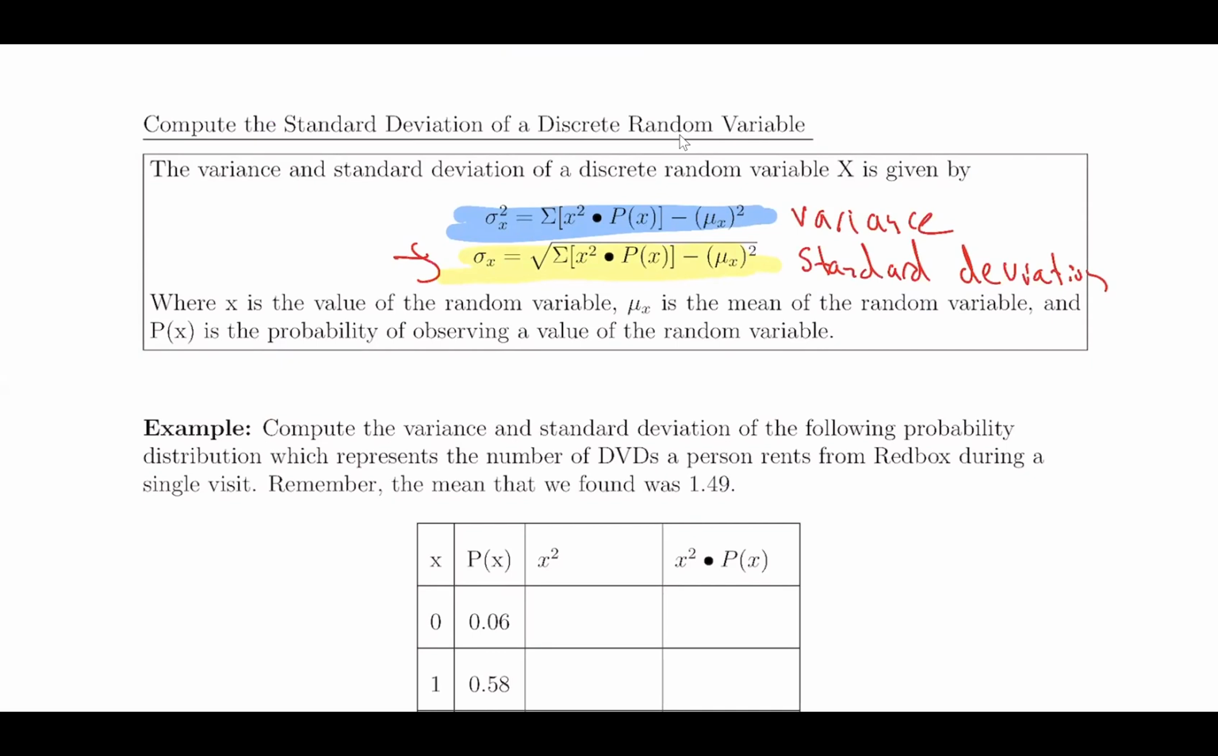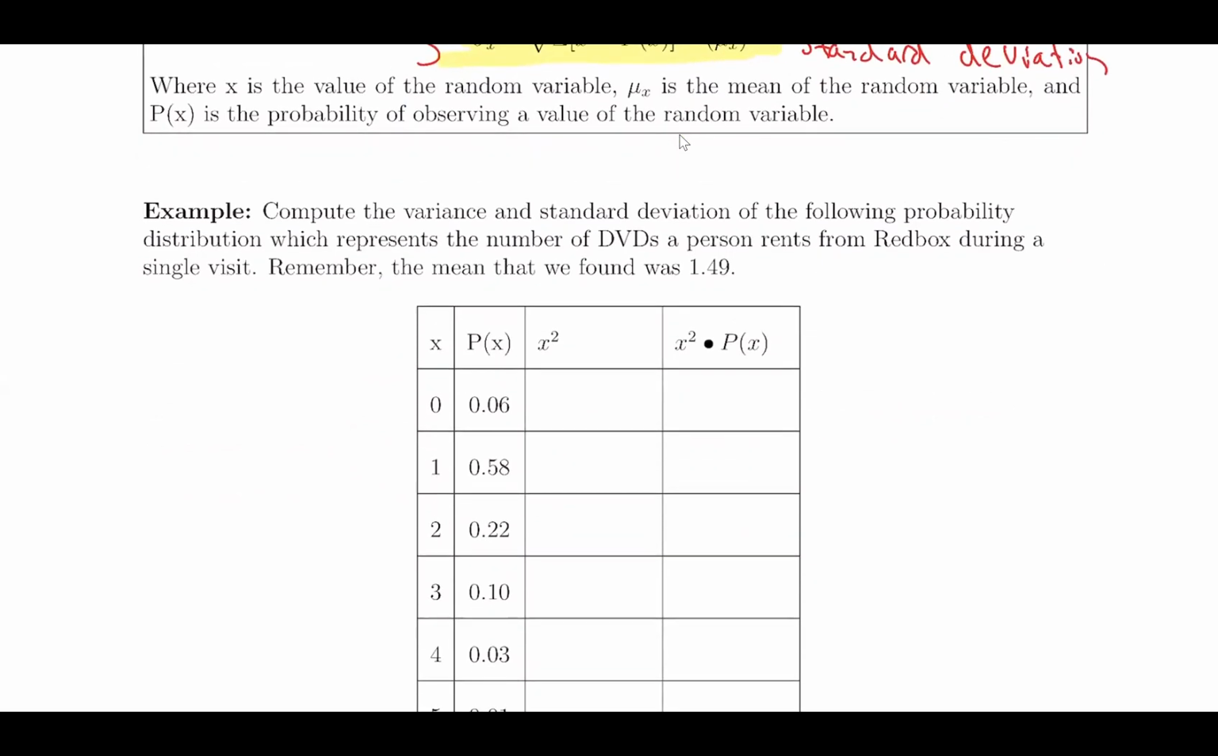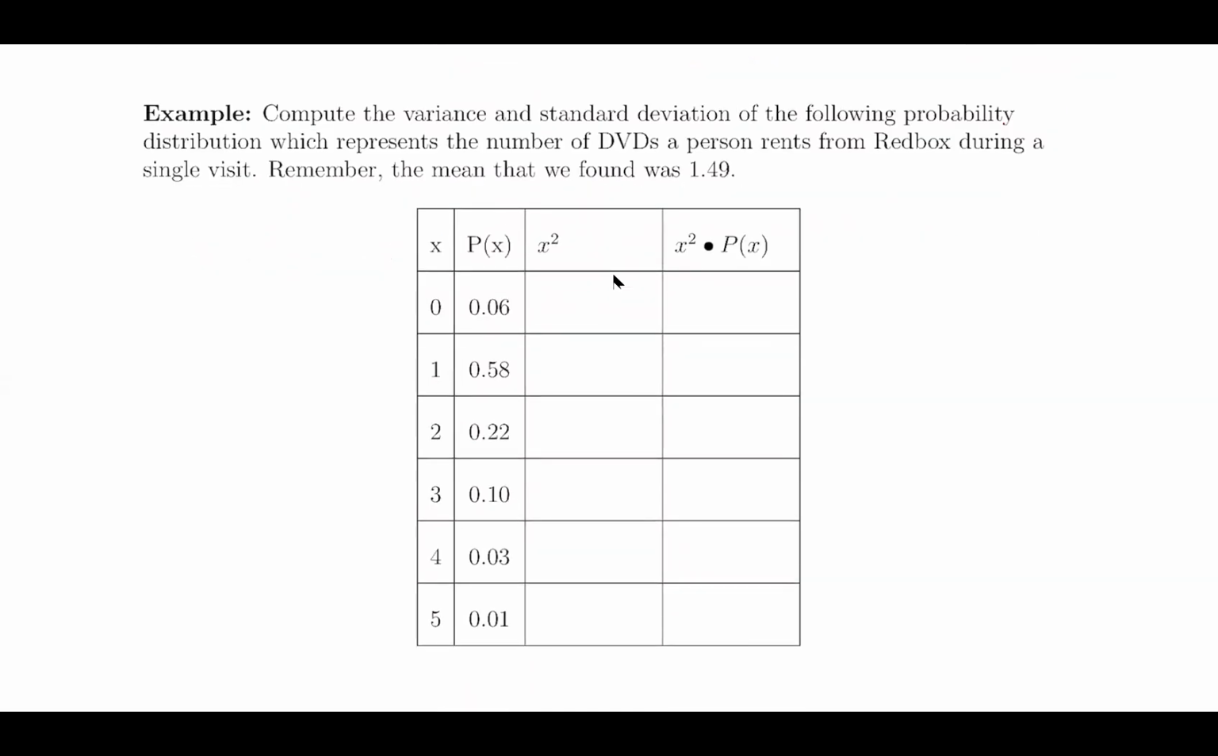So let's go ahead and find the standard deviation. For this one, we want to find the standard deviation of this data set. This data set is how many DVDs a person rents from Redbox during a single visit. So right here where it says x is equal to 0, 1, 2, 3, 4, 5, it is saying that they rented out 0 movies, 1 movie, 2 movies, 3 movies, 4 movies, 5 movies, and so on and so forth.